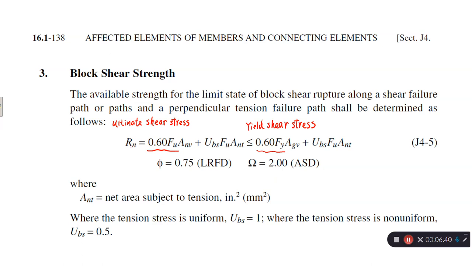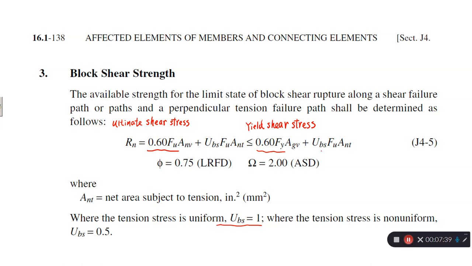The first item gives you the shear strength along the shear plane, and the second item is the strength provided by the perpendicular tension plane. It's equal to Ubs times Fu times Ant. The last symbols are very easy to understand. Fu is the ultimate tensile strength, Ant is the net tension area, and Anv is the net shear area. Ubs, when the tension stress is uniform, is equal to 1, and when it's non-uniform, it's equal to 0.5. Most of the cases, especially in this class, we assume tension stress is uniform. So in this course, we always assume that Ubs is equal to 1.